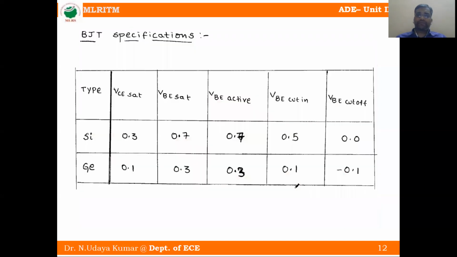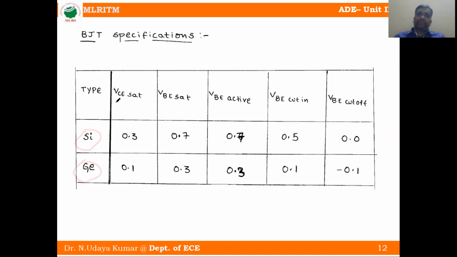Okay, so now I will explain BJT specifications. We know that BJT means bipolar junction transistor, and we call it a transistor. It is a semiconductor device, and based on the semiconductor material we make the transistor. For example, if I use silicon material, it is a silicon BJT. If I use germanium material, I call it a germanium BJT.